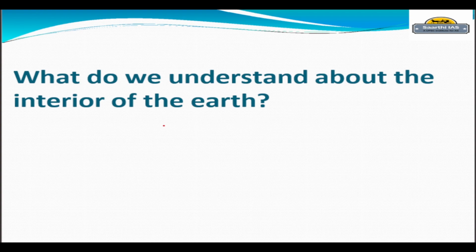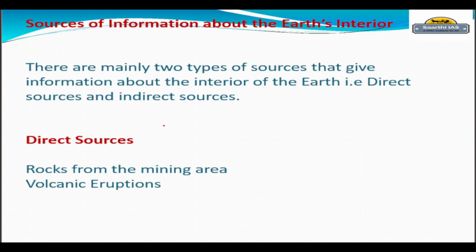It is not possible to know exactly how the earth was formed about 4,500 million years ago. But from the evidences, from the sources of information like volcanic eruptions, like earthquakes, which we have divided into direct sources and indirect sources, from all these we get information that the interior of our earth is divided into different layers.